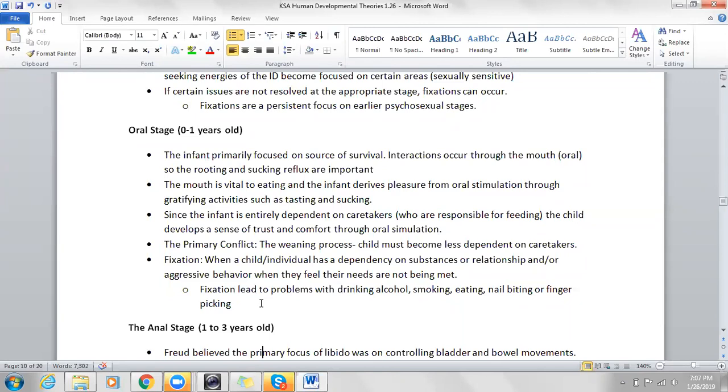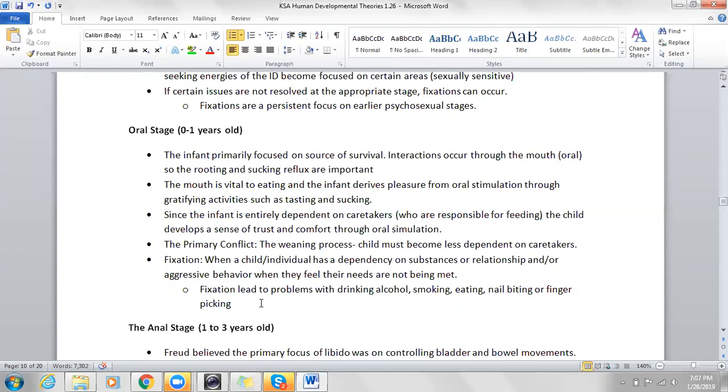So since the infant is entirely dependent on the caretaker, who is responsible for the feeding, the child develops a sense of trust and comfort through oral stimulation. So the primary conflict here that we're looking at is the weaning phase, okay? Getting the child to stop breastfeeding and become less dependent on caretakers for survival.